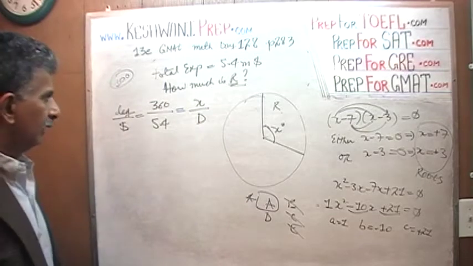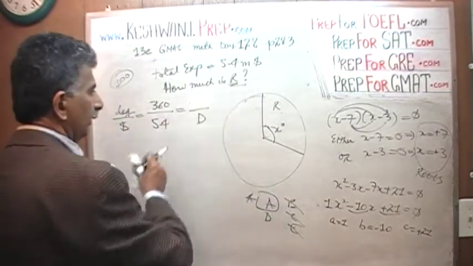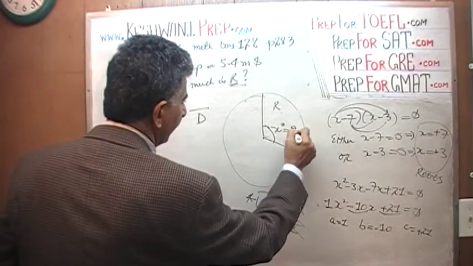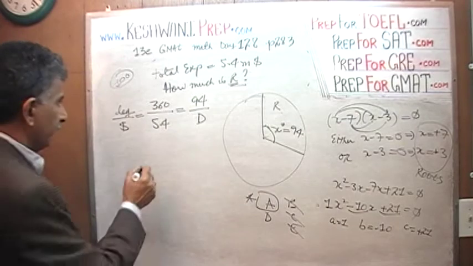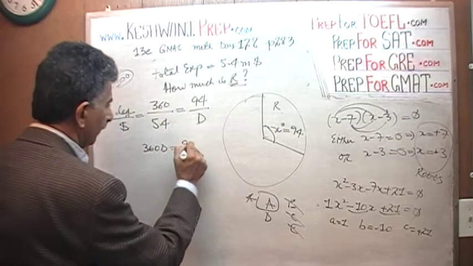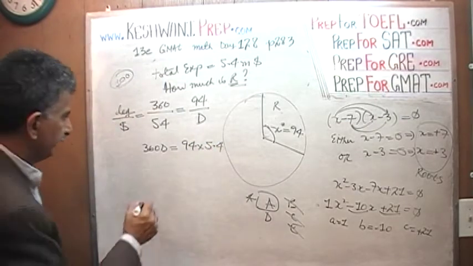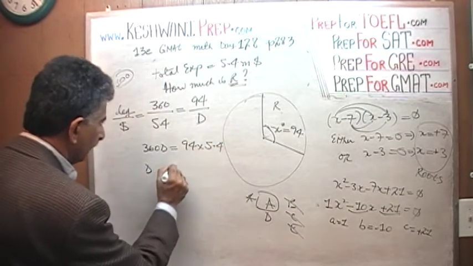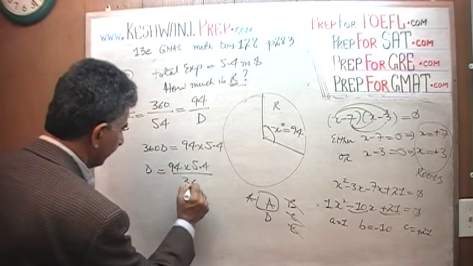Let's call it D for dollar amount. And X, we are told, is 94 degrees. So we have to solve for the dollar amount D. Let's find out. So 360 D equals 94 times 5.4, which means D equals 94 times 5.4 over 360.